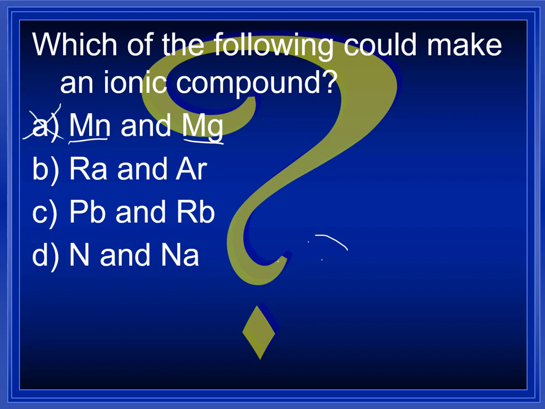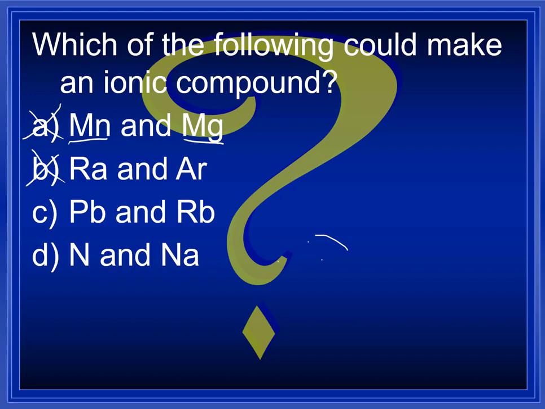Ra and Ar. Ra is radium, a metal. Ar is argon, a nonmetal. But the answer is it's not going to happen. Why not? Because argon is a noble gas. It's got to be a nonmetal that wants to change. If you look like argon, you're going to stay looking like argon. You're not going to react. If you're already the king, you don't have to change to look like the king.